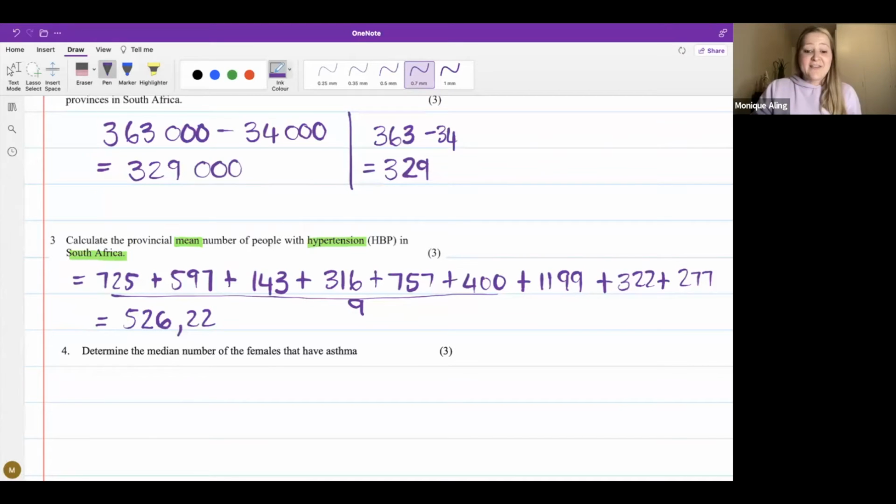526,22. If you added the zeros to show that it's thousands, your answer would have been 526,222. That's if you add all the zeros into your calculation. So instead of saying 725, you would have said 725,000, 597,000. Then you would have gotten this second answer. Both are fine.